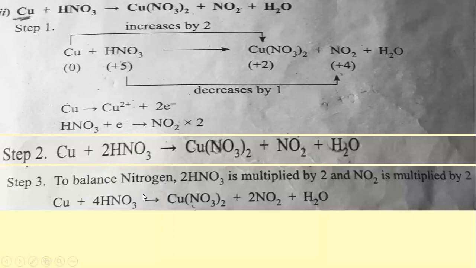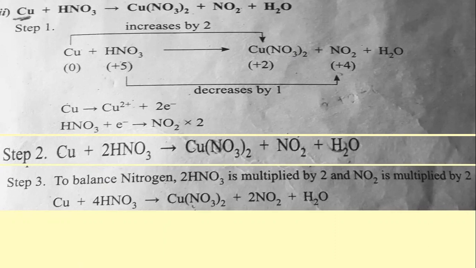See, now in the next step we have to check for their balancing also, okay. Copper along with this 2, because we have to cross multiply it, so 2 HNO3 and here Cu(NO3)2 and then NO2, right? In the next step we have to balance the nitrogen. See, now HNO3 is multiplied by 2 and then this NO2 is multiplied by 2, so that we get the nitrogen balanced on both the reactant as well as the product side, okay.